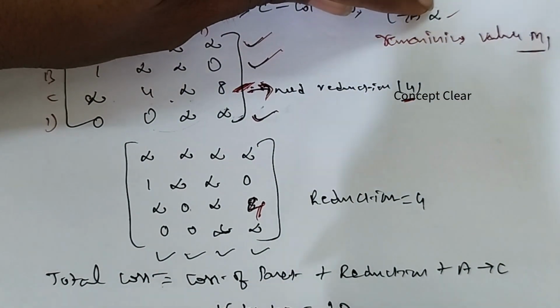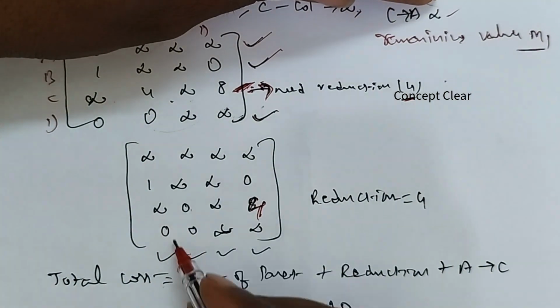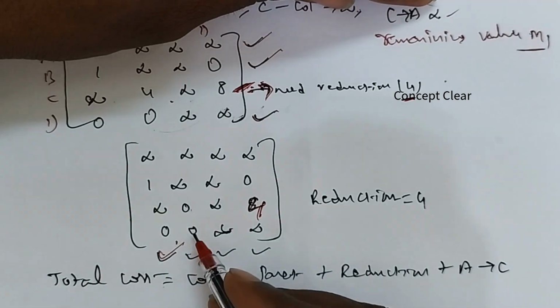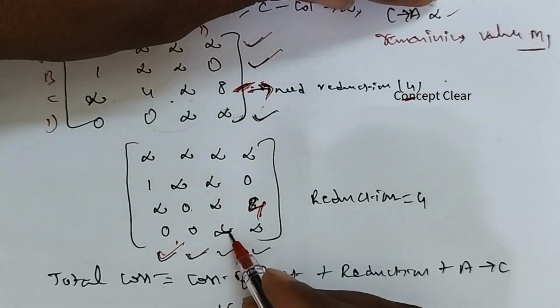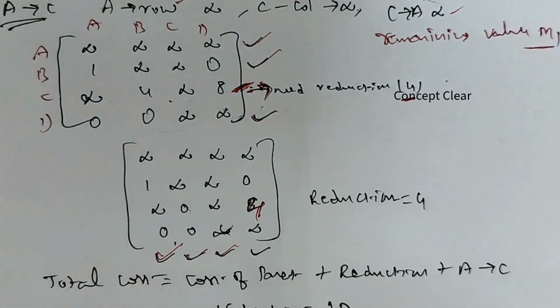So again, after the row reduction, we have to check the column reduction. Here 0 is available, no need. Here also 0 is available, no need. Here also all infinities, so it is okay. Here 0 is available, that's okay. So what is the total cost value?